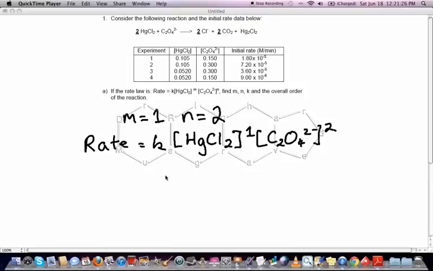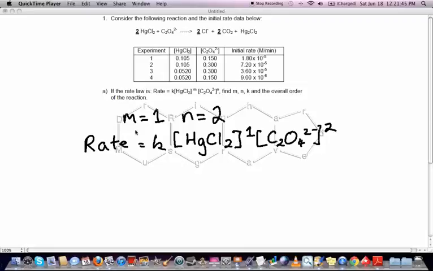Now that we've found m and n, we can go ahead and find k. So what I've done is I've rewritten our rate equation and I've substituted in the values for m and n that we found. Now we can go ahead and find k. We'll also find the overall order of the reaction as well. I'll do that at the end.